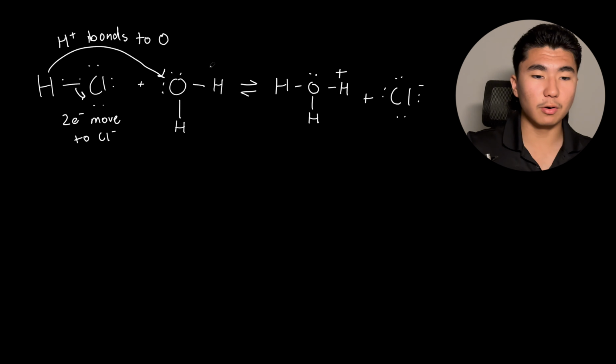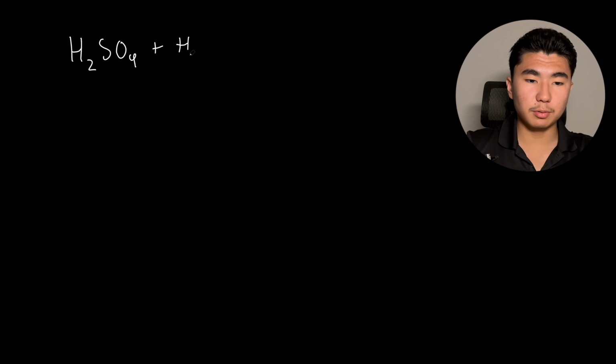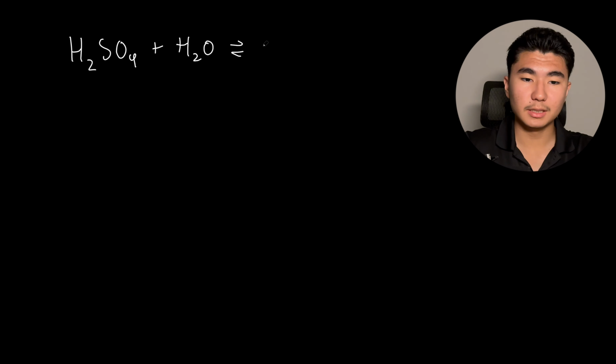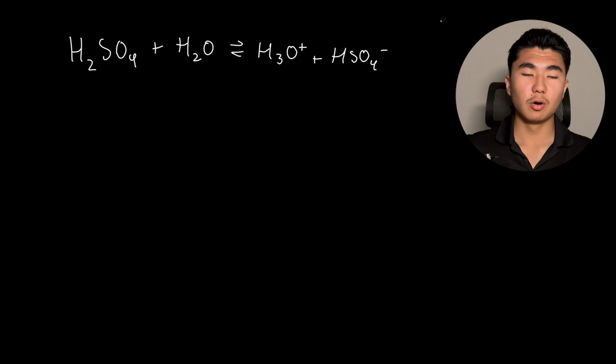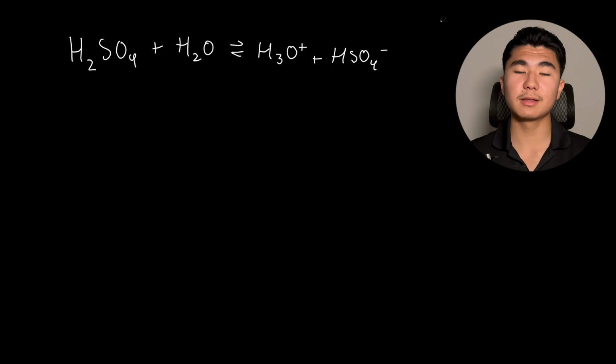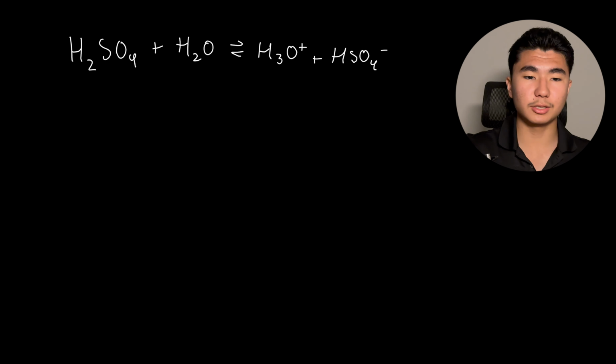And these curved arrows over here that you might see in your practice questions show the transfer of electrons. Now that we know that, let's go through a practice problem real quick. In this practice problem, we have H2SO4 plus water. This is an equilibrium, and this will turn into hydronium and HSO4 minus. And the question is, what is the acid, the base, the conjugate acid, and the conjugate base?